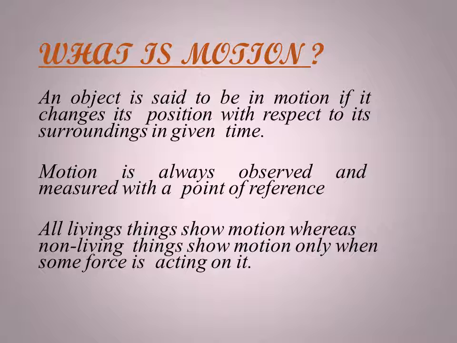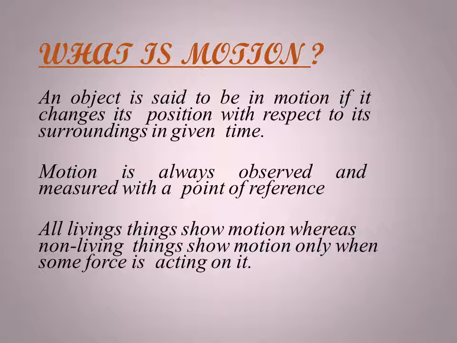As we know, we people move, but even plants show some type of movement. They don't locomote, they don't move from one place to another, but they show movement. We will talk not about plants or animals, but about motion in this chapter. An object is said to be in motion if it changes its position with respect to its surrounding in a given time.